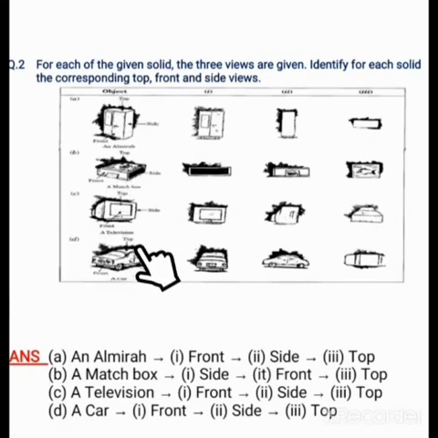Now next figure is a car. This one is a front view, this one is a top view, and this one is a side view. Now which figure is this? This figure is a front view. Which figure is this? This figure is the side view. And which figure is this? This is the top view.